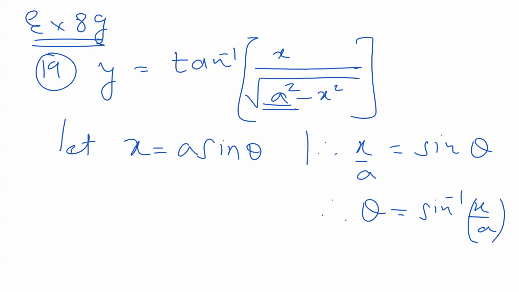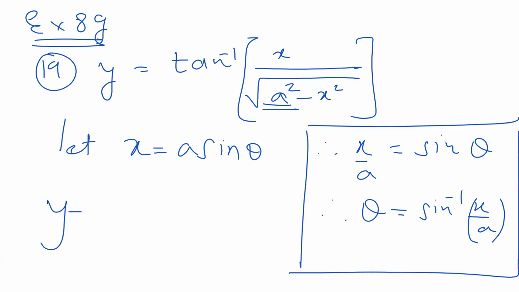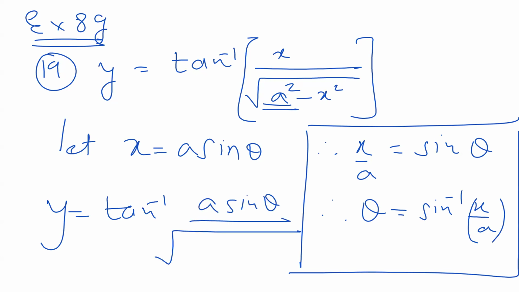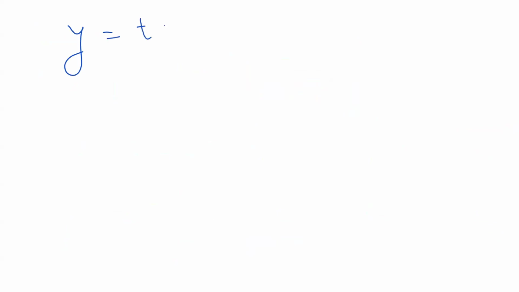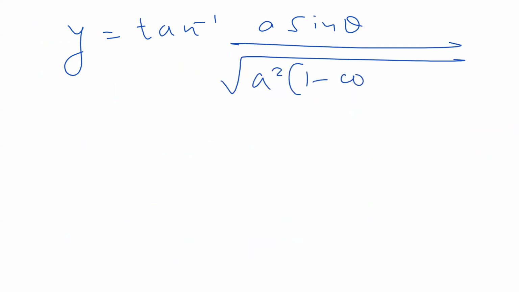Understood? So y is equal to tan inverse of a sine theta upon square root of a square minus a square sine square theta. See, I'm putting this x square as a square sine square theta. In the next step, I'm going to take a square common within the root. So y is equal to tan inverse of a sine theta upon root of a square times 1 minus sine square theta.